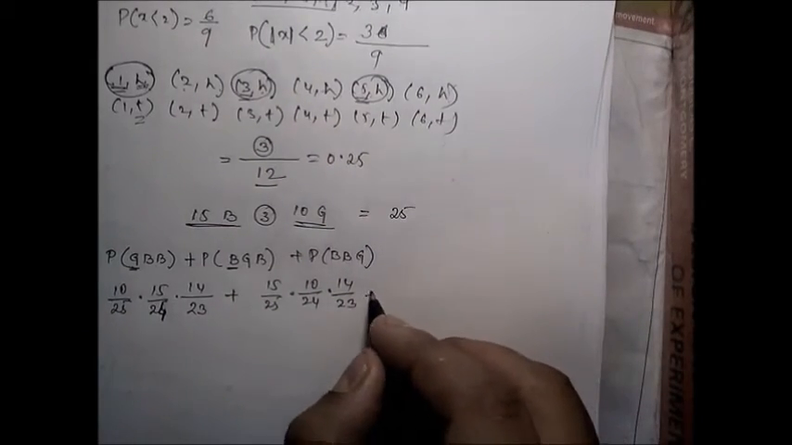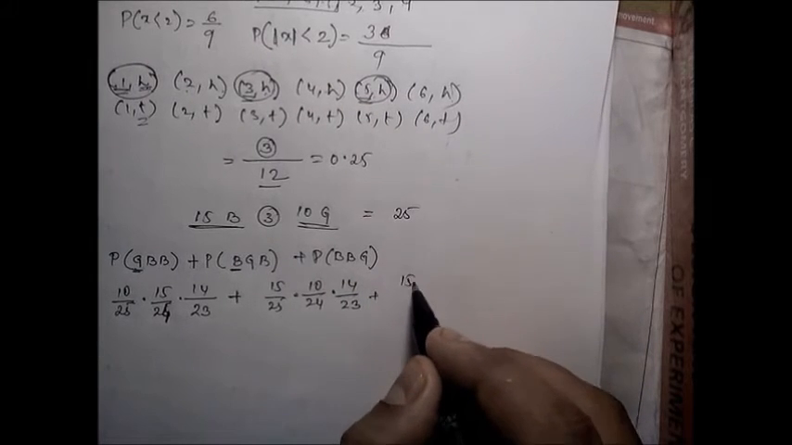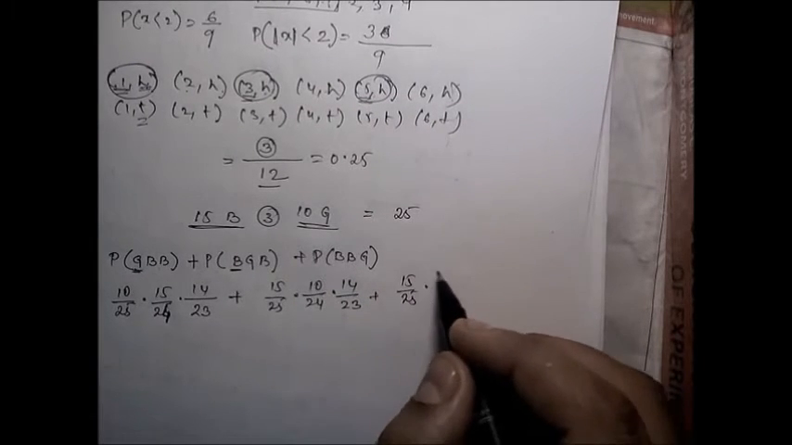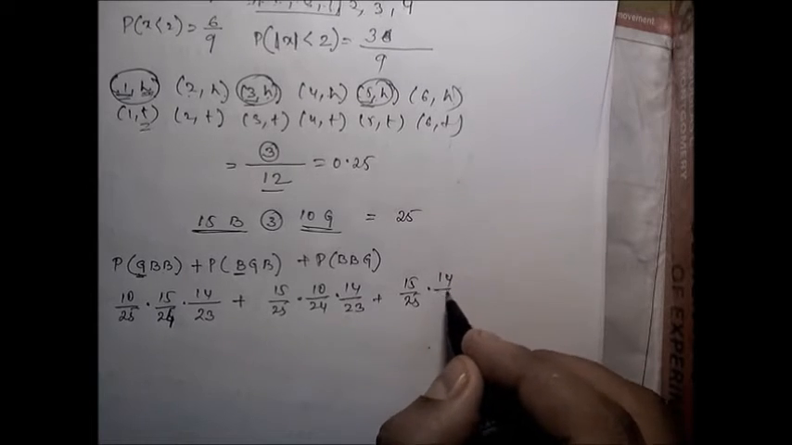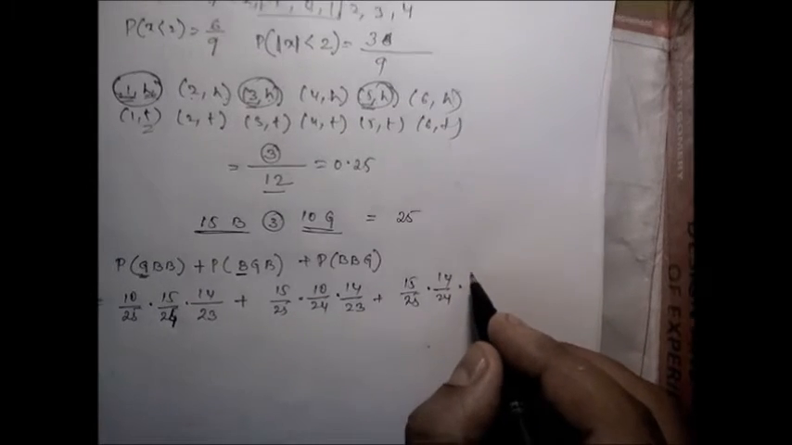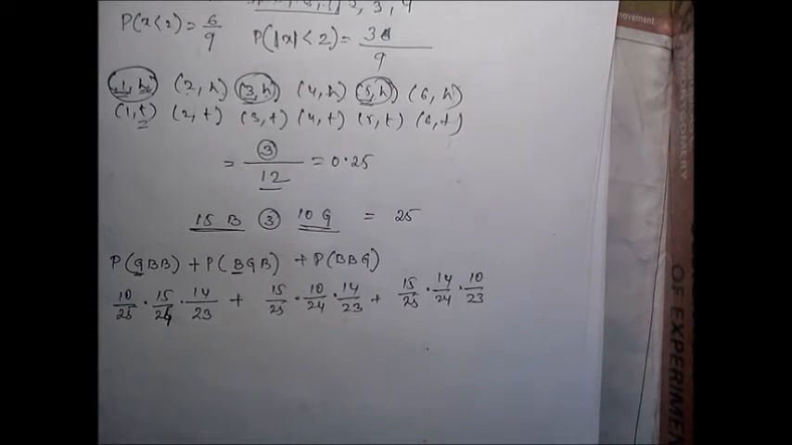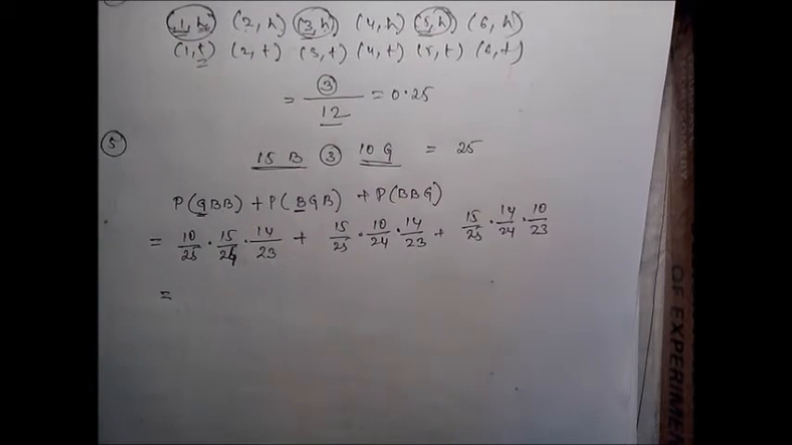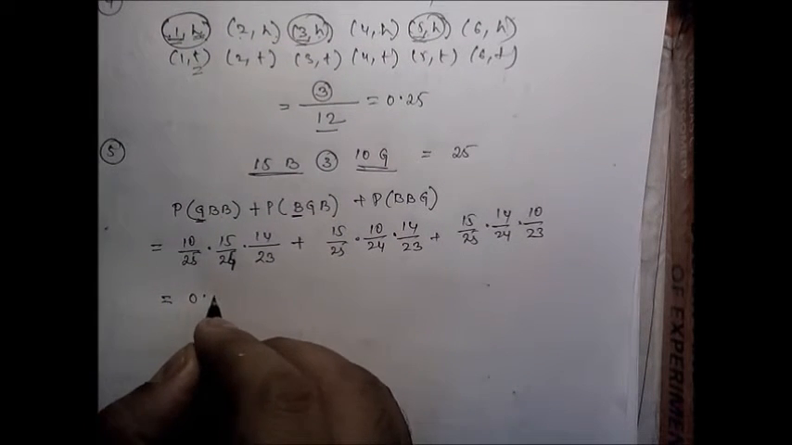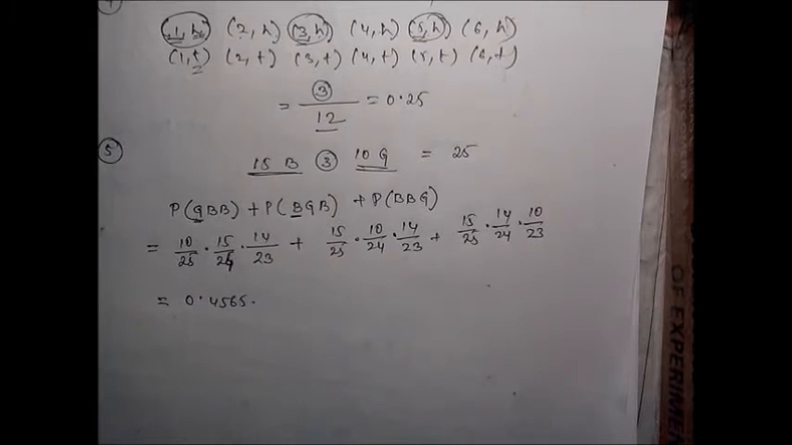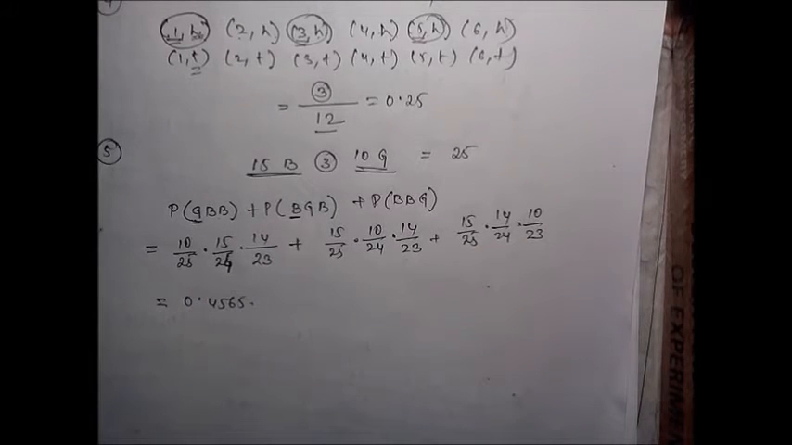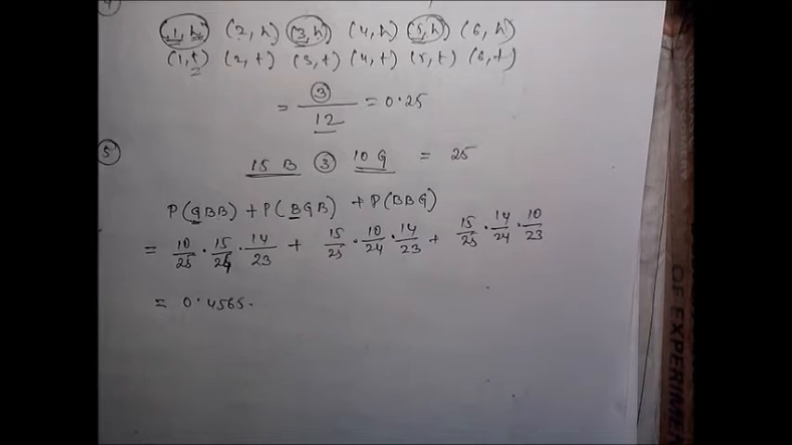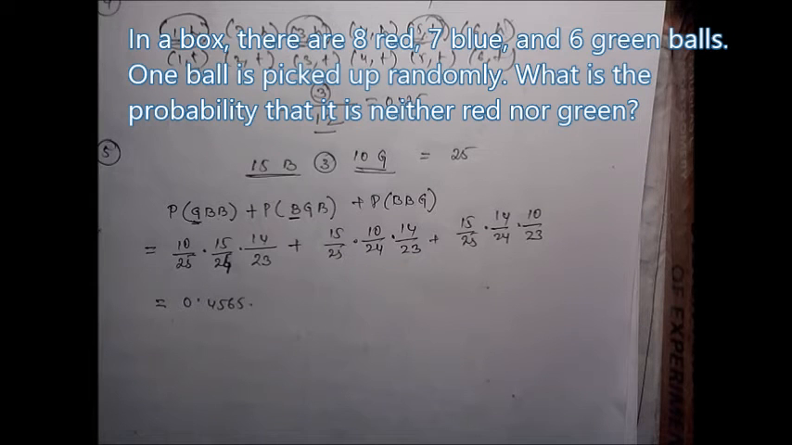Clear? Or we may select first 1 boy, so 15 by 25. Then we may select another boy, so 14 by 24. Then we can select 1 girl, that is 10 by 23. Okay, so the required answer is 0.4565. Clear? So the required probability is 0.4565.